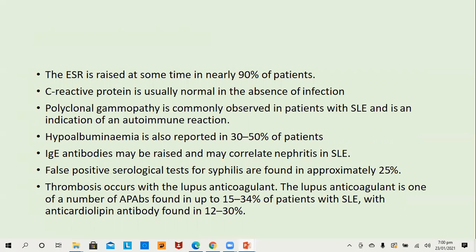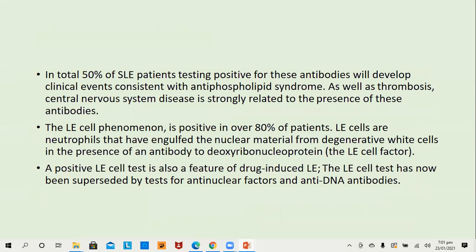Thrombosis occurs with lupus anticoagulants. So lupus anticoagulant is one of a number of antiphospholipid antibodies present in 15 to 34% of the patients of SLE. And anticardiolipin is found in 12 to 30% of the patients. So these antibodies are mainly the antibodies of antiphospholipid syndrome. In total, 50% of SLE patients testing positive for these antibodies will develop a clinical event consistent with antiphospholipid syndrome. Thrombosis of the central nervous system is also strongly related to the presence of these antibodies.